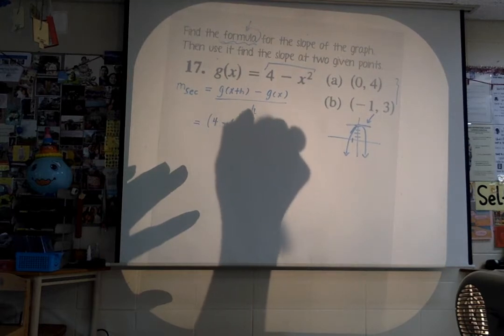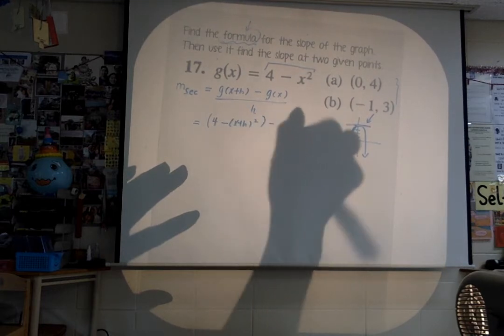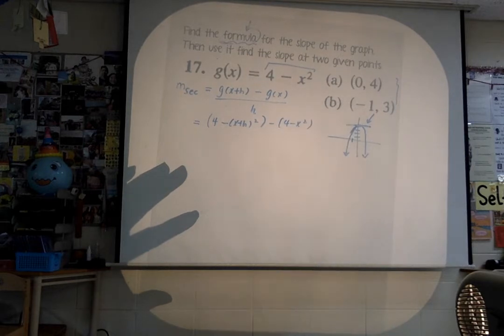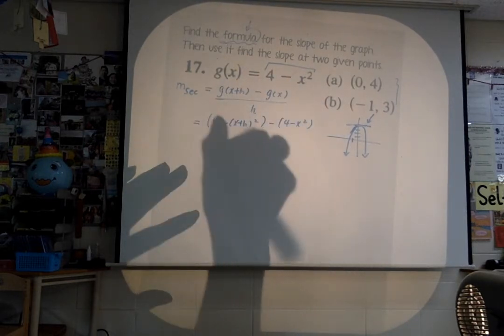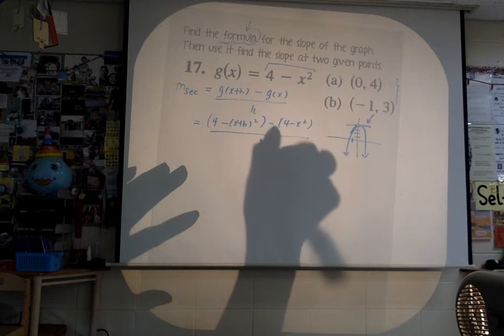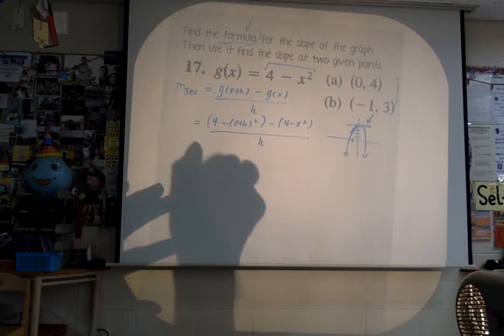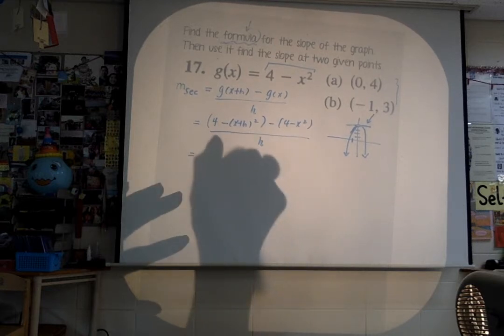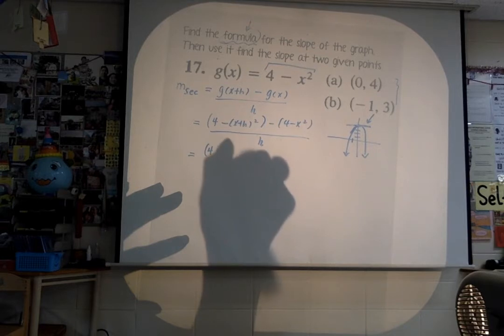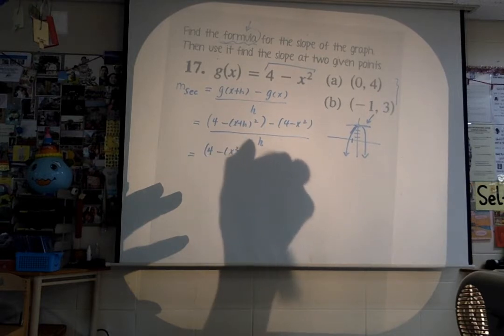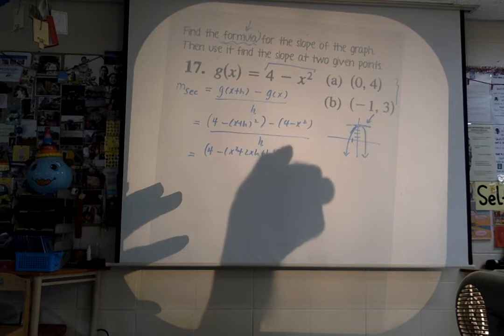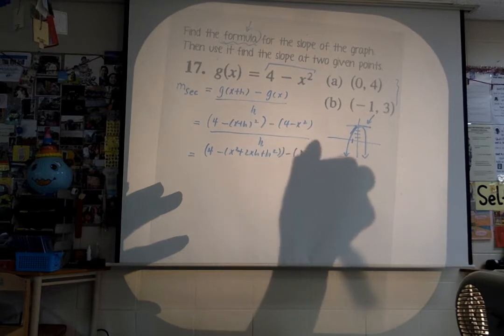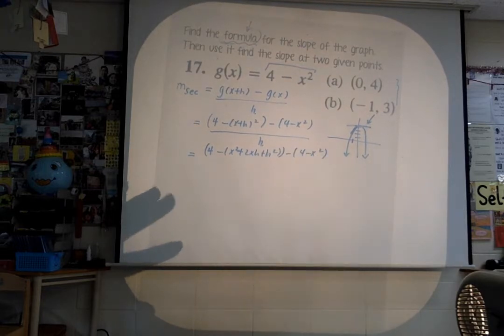4 minus (x plus h) squared minus (4 minus x squared). All we're doing is finding g(x+h) and g(x), and then dividing by h. Now, when you simplify this, you should get something like this. I'll just write it all out, but you don't need to, okay? 4 minus (x squared plus 2xh plus h squared), right? Minus (4 minus x squared).